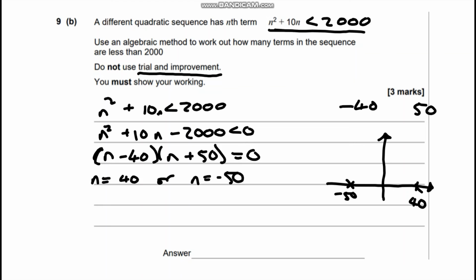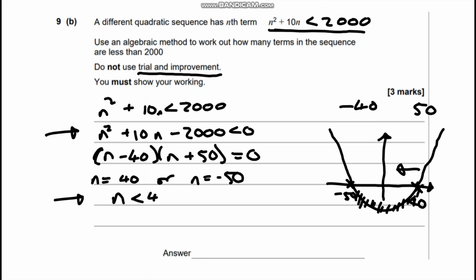Now this is a positive quadratic graph, so it's going to look something like this. We want to know where this is less than 0. We're using this line here. So where is this graph less than 0? Well, it's less than 0 in this bit. So if we take it now back to our inequalities, n has to be this side of 40. So n has to be less than 40.